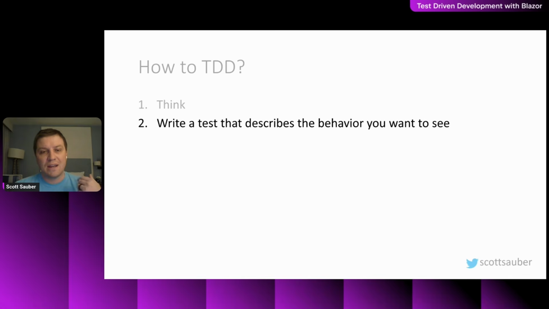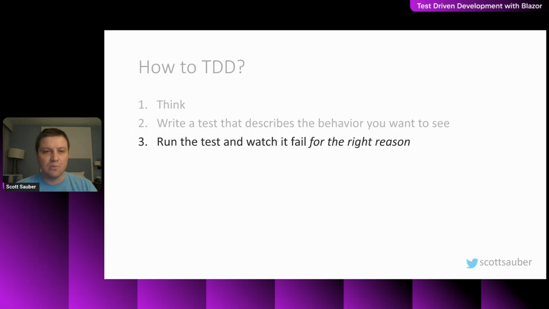And then you want to write a test that describes the behavior that you want to see. We'll get into behavior a little bit later. And then you want to run the test and watch it fail for the right reason. What I mean by that, and we'll do another live demo of this, is I'm pretty sure Uncle Bob will say, and I think maybe Martin Fowler too, I can't remember, that compilation failure is a valid red state, meaning the app doesn't even compile, therefore the test fails, right?